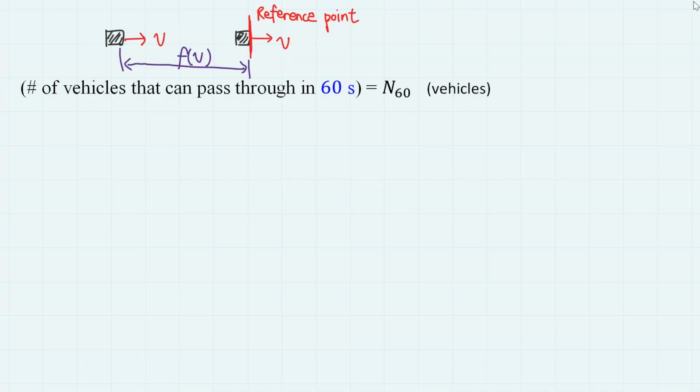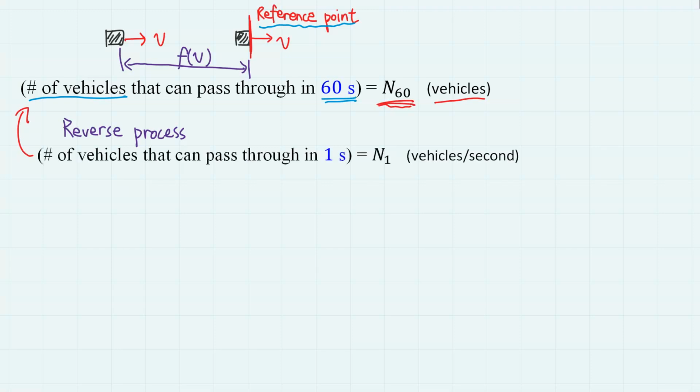So obviously, we have to find the expression for the number of vehicles that can pass through a certain point, which can be called the reference point, in 60 seconds. So let's call that variable n60 with the unit of vehicles. Now let us do some reverse process. What should we obtain in advance to calculate this n60? Well, obviously, we need an expression for the number of vehicles that can pass through the reference point in 1 second, the unit time interval. We can call it n1 vehicles per second. Then, n60 can be obtained by just multiplying 60 to this n1.